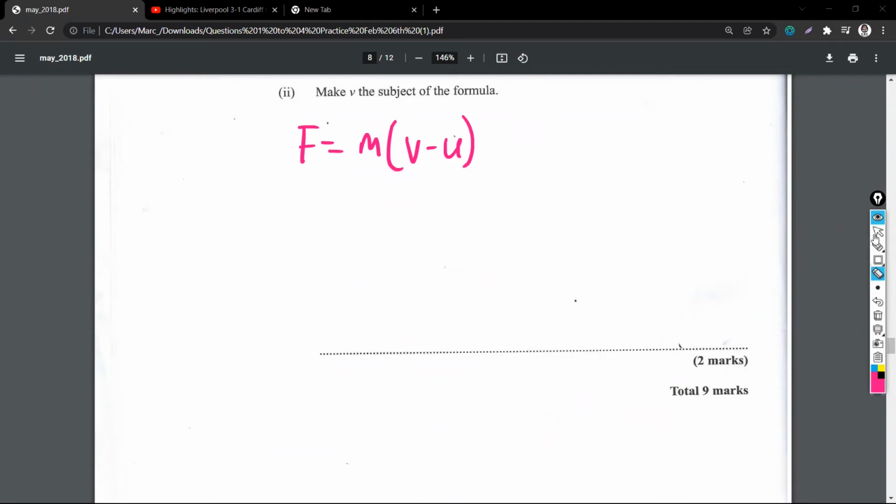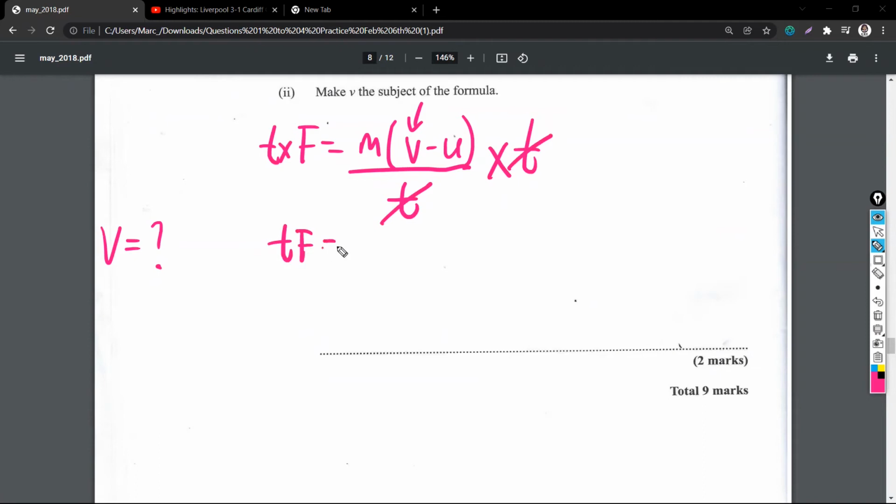We need to make V the subject of the formula, right? So guys, V is really stuck up in here. We need V to be equal to everything else. So we need to get rid of the T first, down in the denominator. We're going to multiply both sides by T. This will cancel that, and I'm going to get TF is equal to M times V minus U.